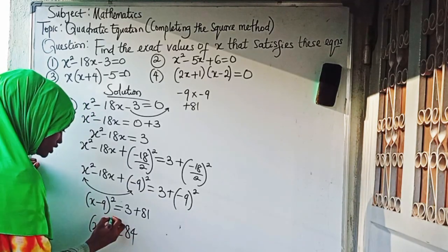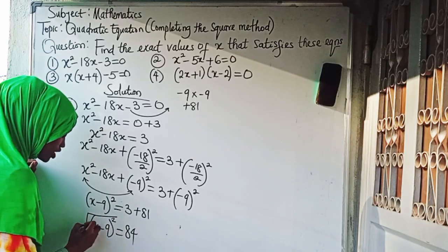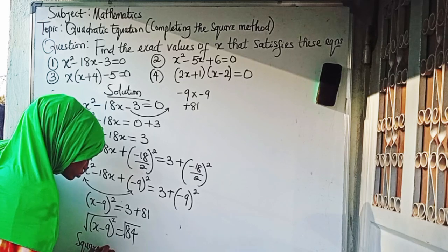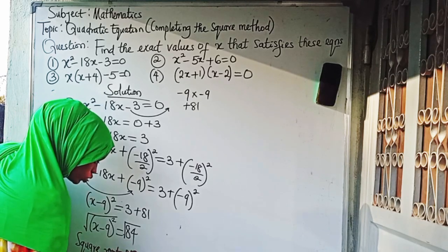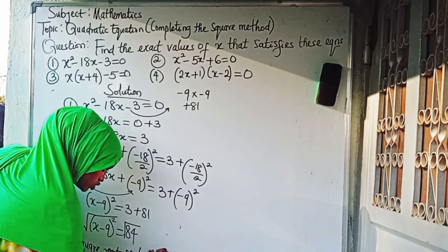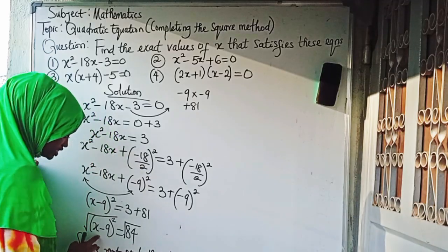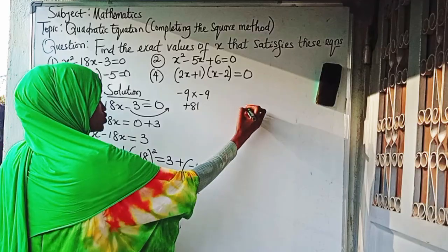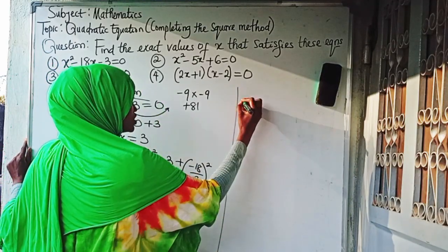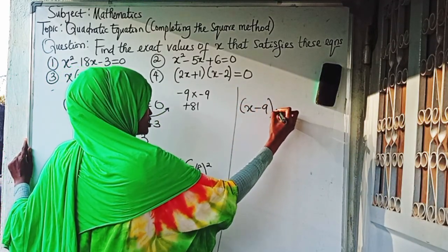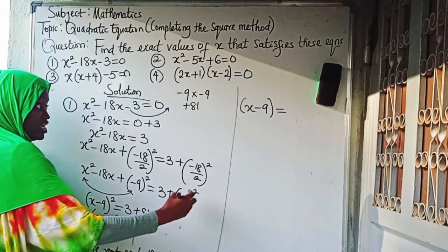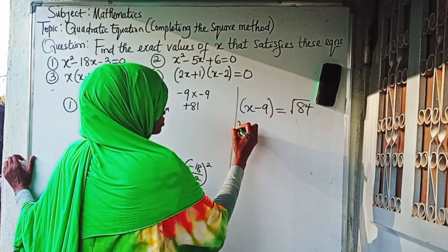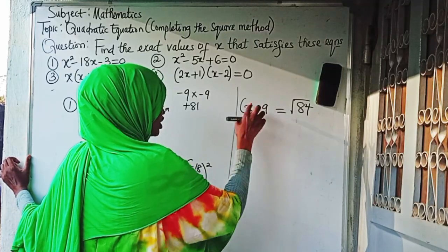What we are looking for is the value of x, so at this point we take the square roots of both the left and the right hand side. In mathematics, the square root symbol cancels the square. So what we are left with is x minus 9 is equal to the square root of 84. So we are removing the bracket.